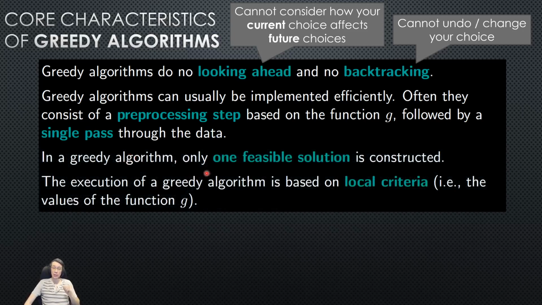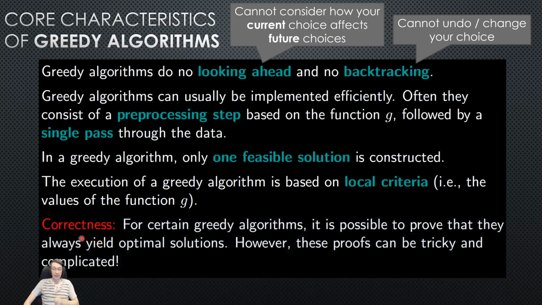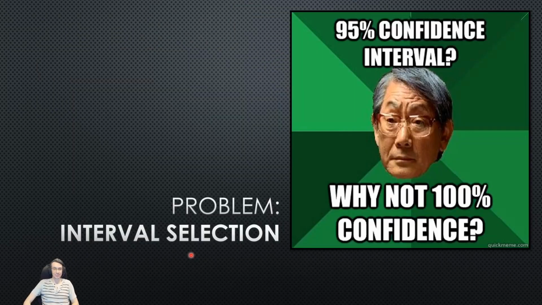In a greedy algorithm, only one feasible solution is constructed. We don't explore multiple different paths to coming up with solutions. There's just a single path we take through the graph of all possible solutions, and that single path is dictated by our heuristic local evaluation criteria function g. And for correctness, it's possible to prove that greedy algorithms always yield optimal solutions, but these proofs can be tricky and complicated, and that's where most of the challenge is going to lie. And we will see examples of these things, and you will be asked to do such proofs as well.